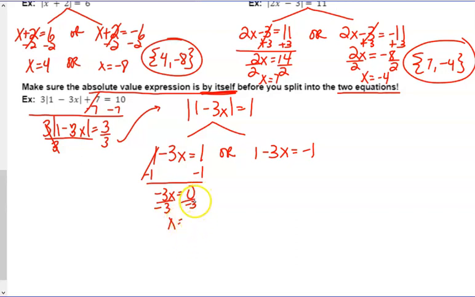Now, be careful. Students make a mistake on this all the time. 0 divided by any number is 0. It's a valid number. The problem comes when the 0 is in the bottom, which is not what we have here. All right, so one answer is 0.